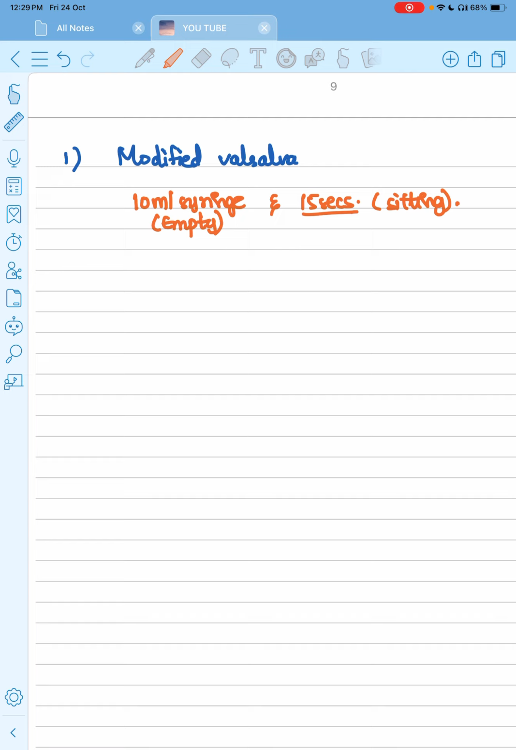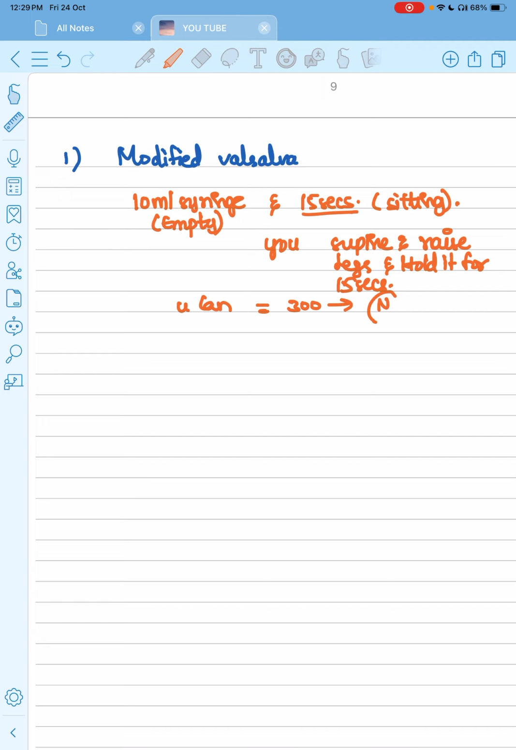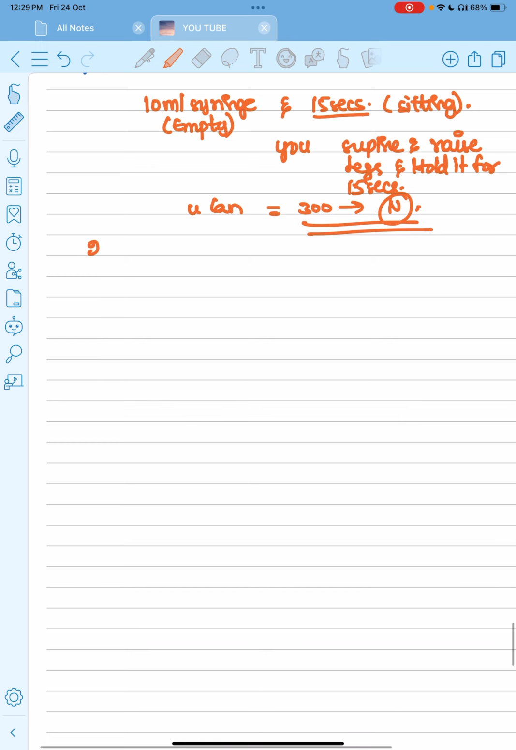After 15 seconds, you suddenly make the patient lie supine and raise the legs of the patient and hold it for 15 seconds. You can observe on the monitor that the heart rate decreases rapidly and it comes to normal. The other maneuver that is to be tried is carotid massage.